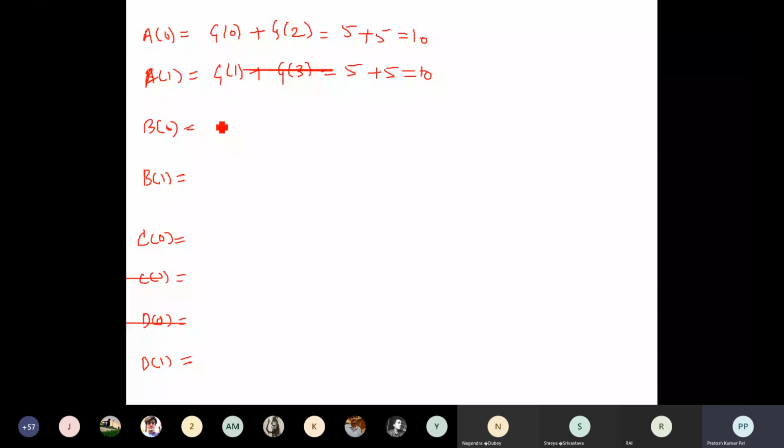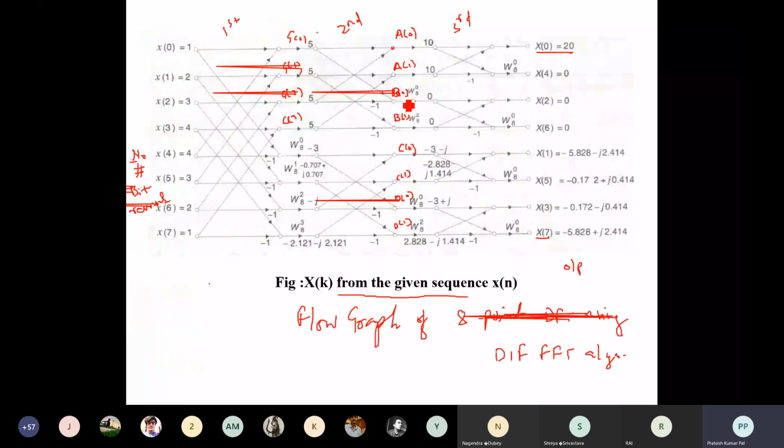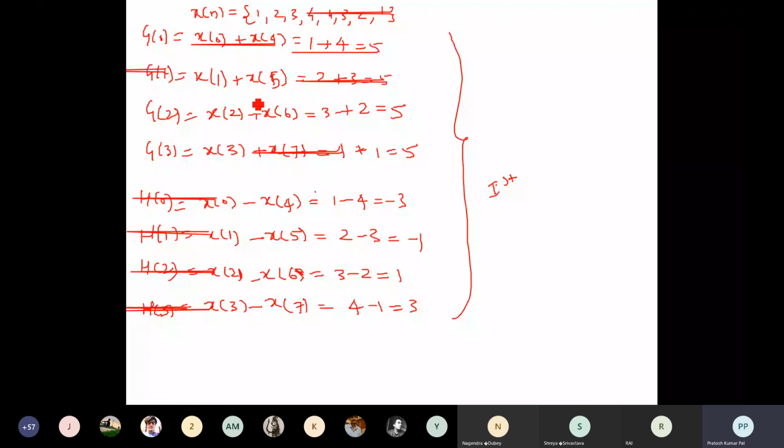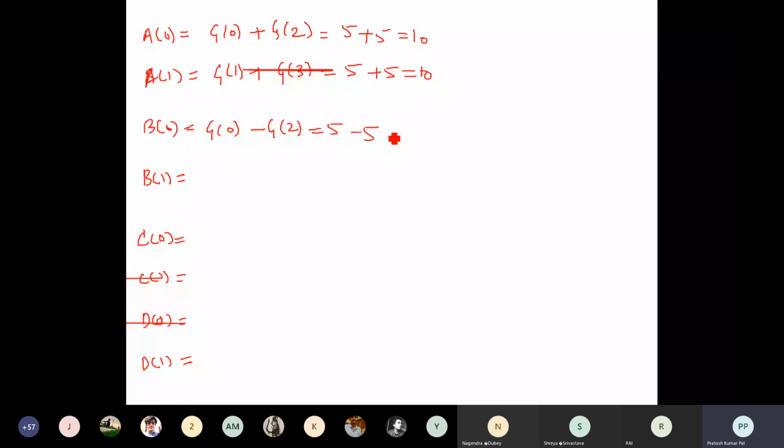That is 10. The b of 0 will be equal to g of 0 minus g of 2, which is 5 minus 5, equal to 0. Then b of 1 is equal to g of 1 minus g of 3, which is again 5 minus 5, equal to 0.